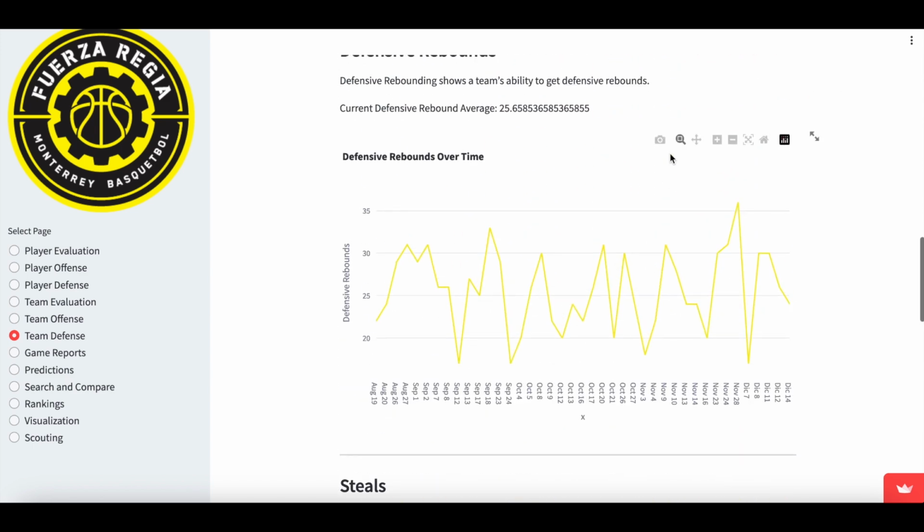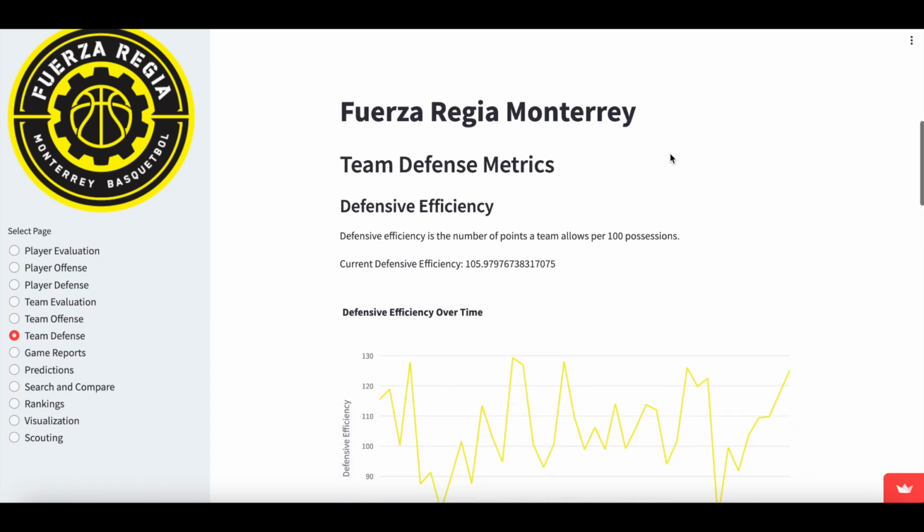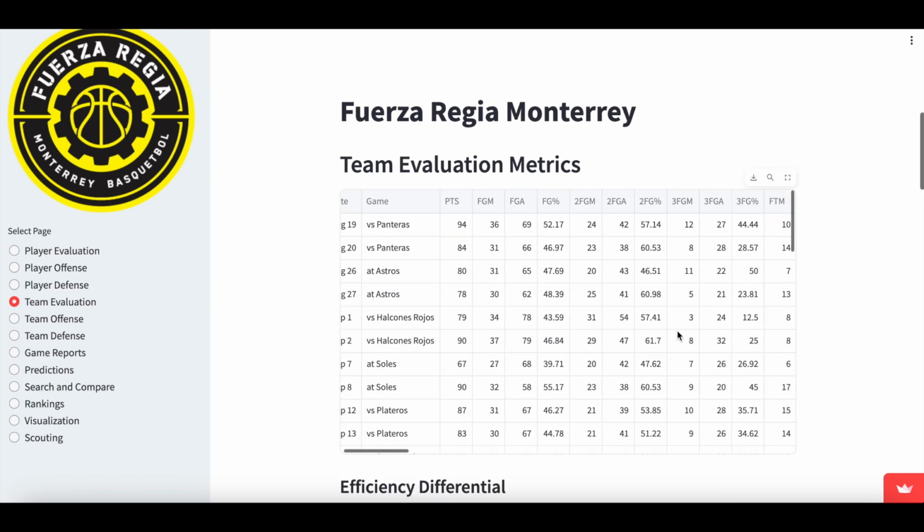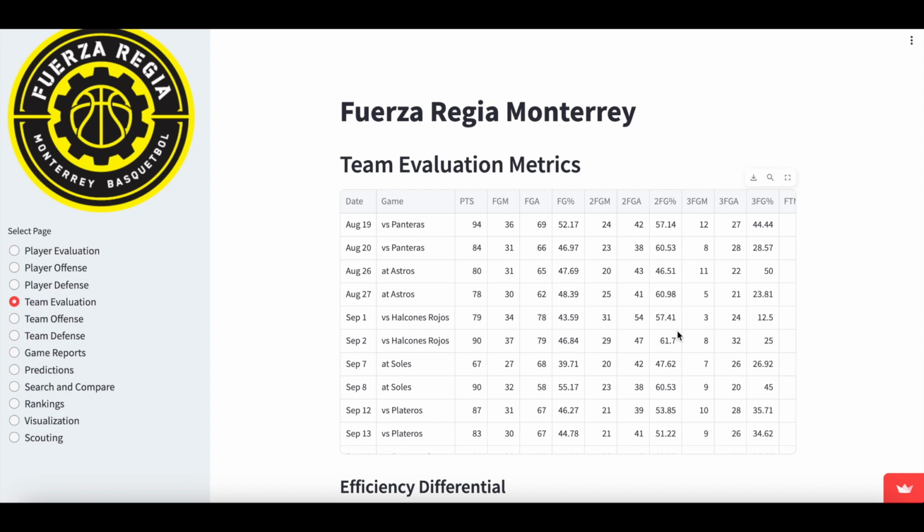So those are the metrics that we use to evaluate teams, and it all comes from the team's dataset. Our next section is game reports, so let's continue.